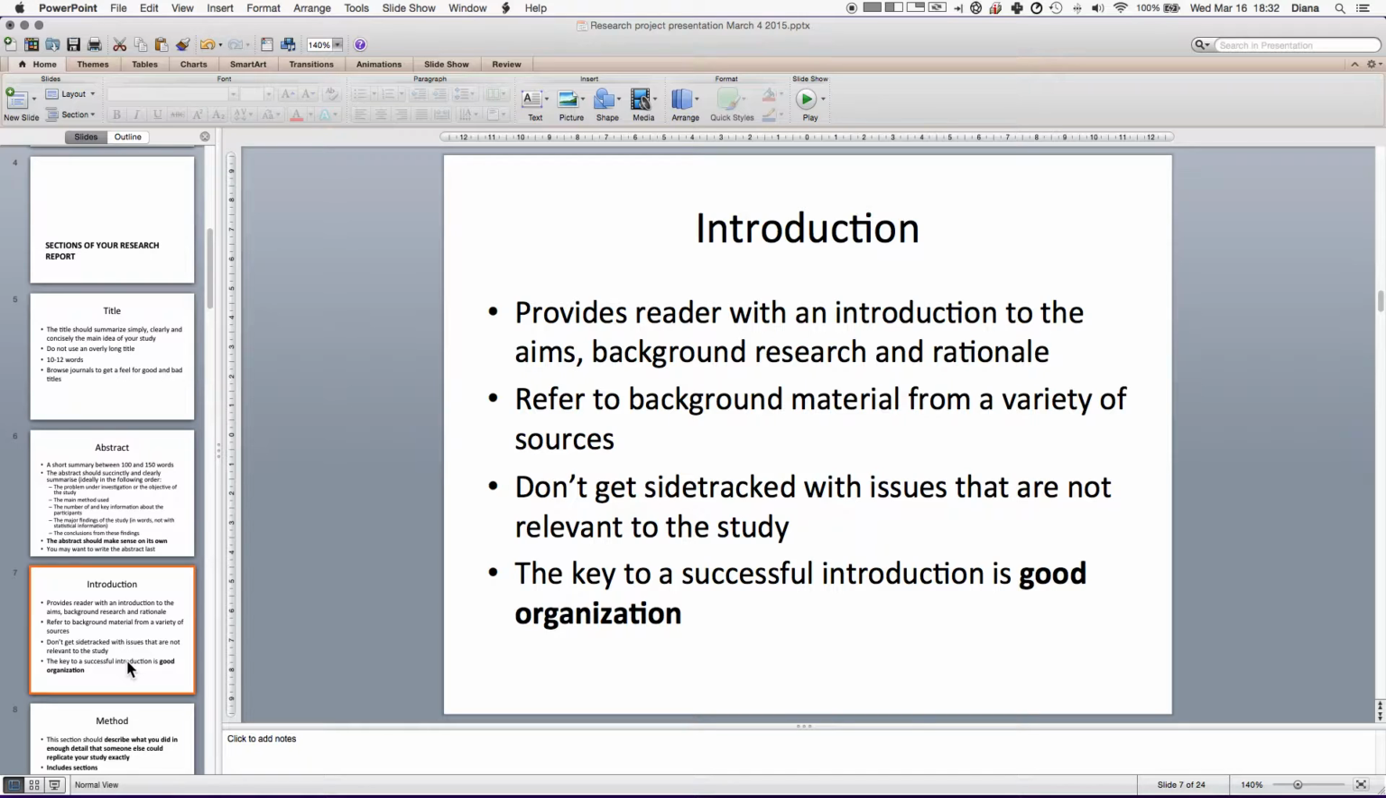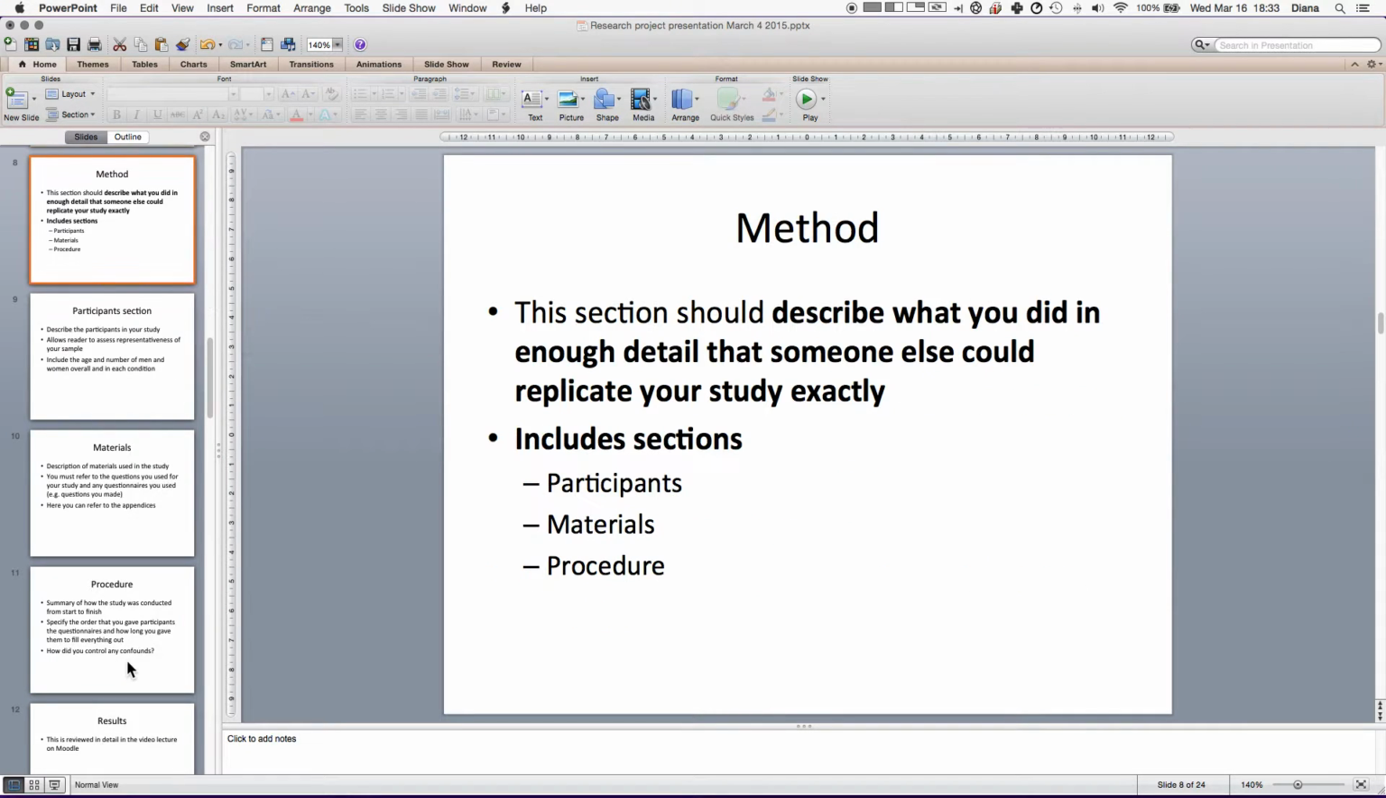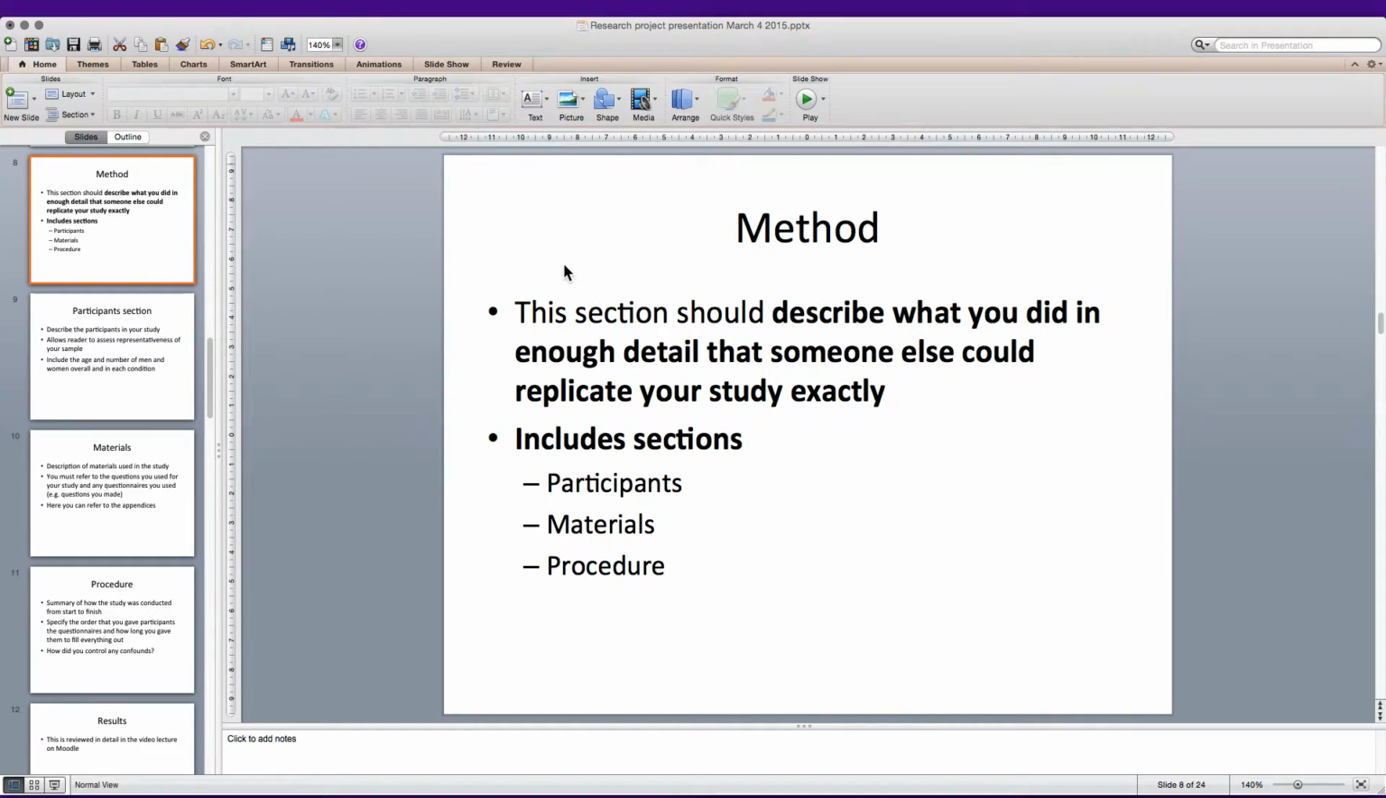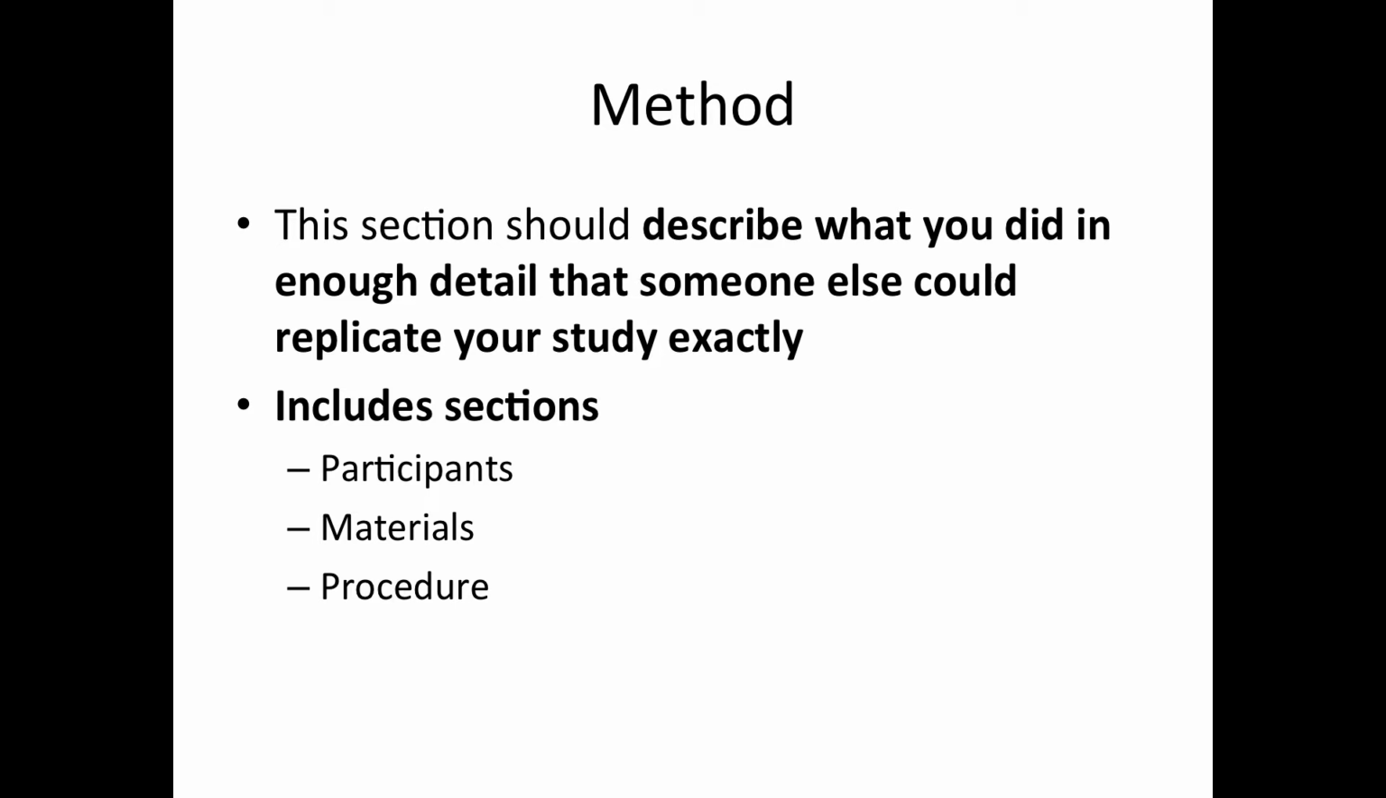So you want to have the introduction just make sense and say, okay, this is what we were interested in. This is some studies that have been done before. This was our hypothesis. That kind of thing. And then you're going to go right into the method section, where it describes what you did in enough detail that someone else could replicate your study exactly. That is the main thing about the method. You're going to describe what you did exactly, and it's going to include participants, materials, and procedure.